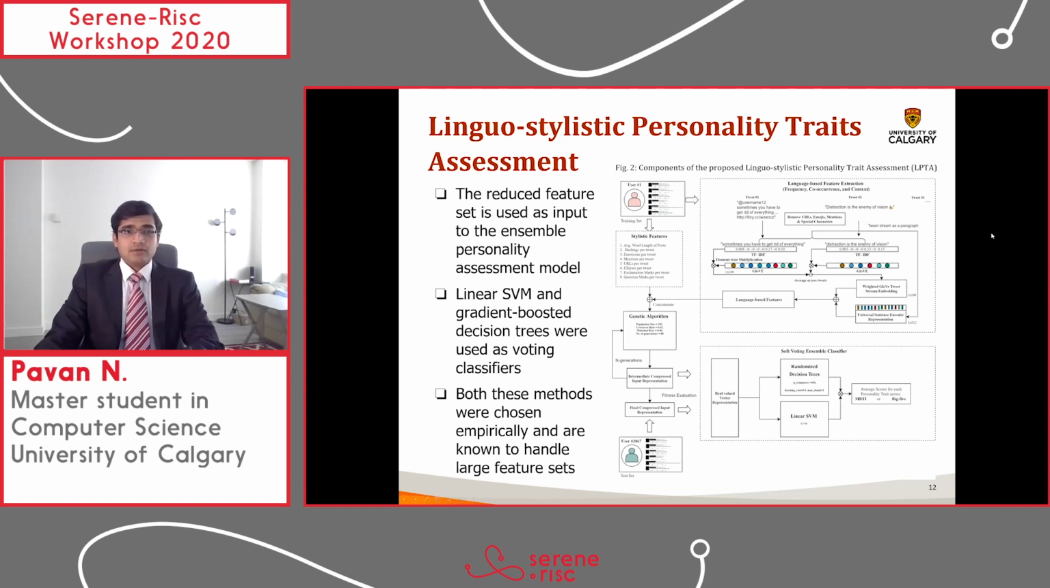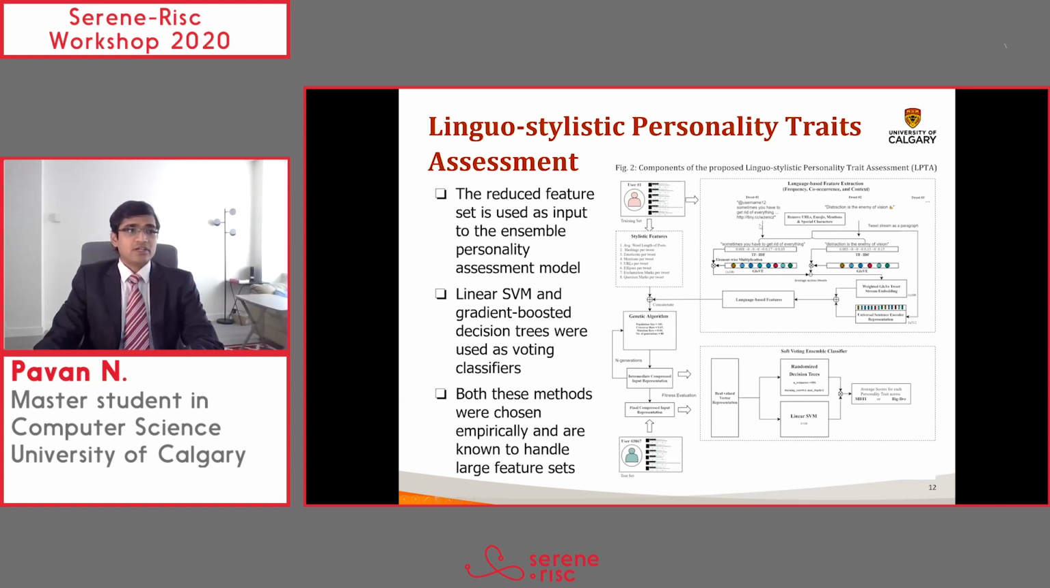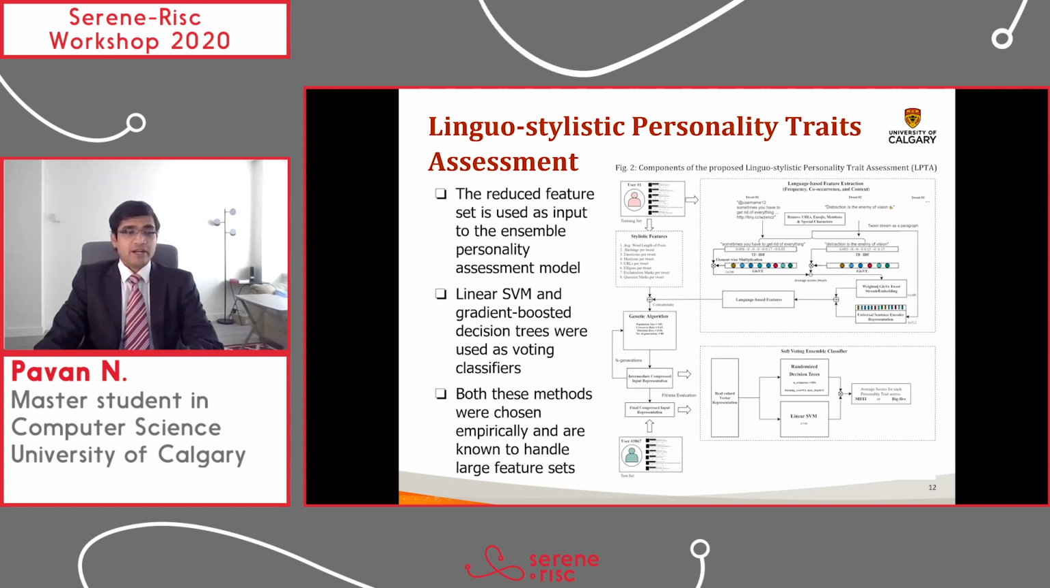So our Linguo-stylistic based personality traits assessment system, or the LPTA system, is shown here. As mentioned, from each tweet, we extract only the words by removing the URLs, emojis, and mentions, which will be used by our stylistic feature module. Before that, we calculate the TF-IDF and the GloVe representation, and we calculate the weighted GloVe embedding, and we get the universal sentence encoder representation from the USE model. And these two are considered as language-based features.